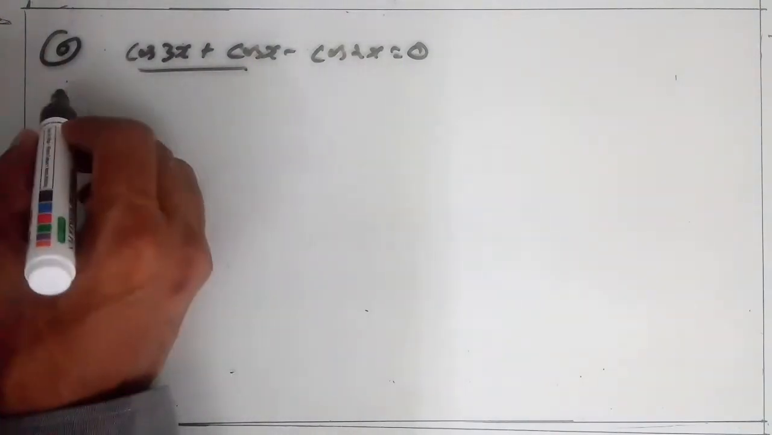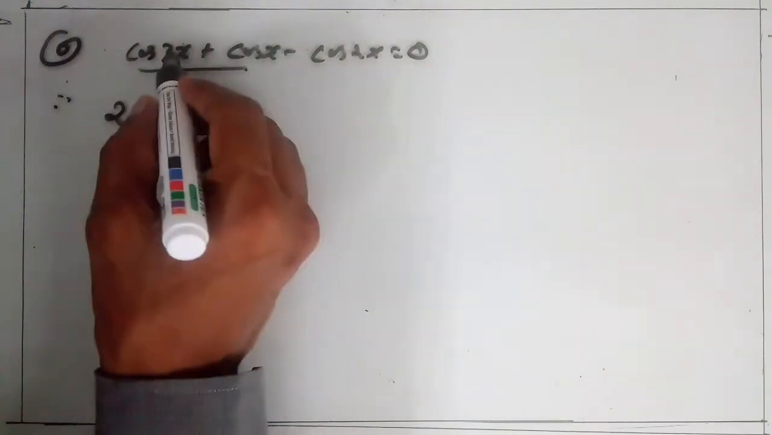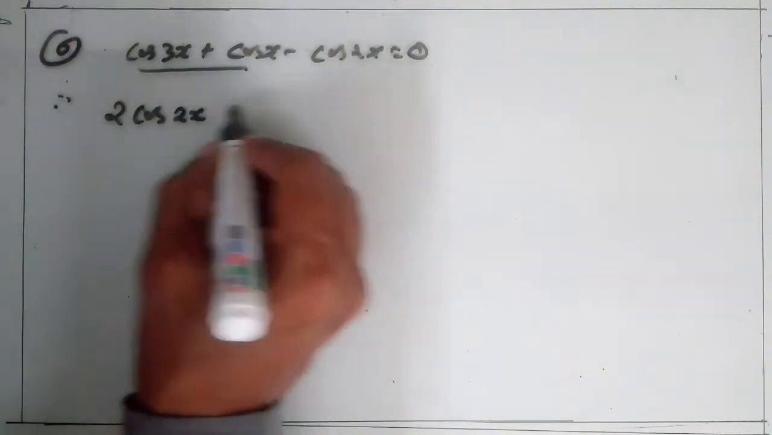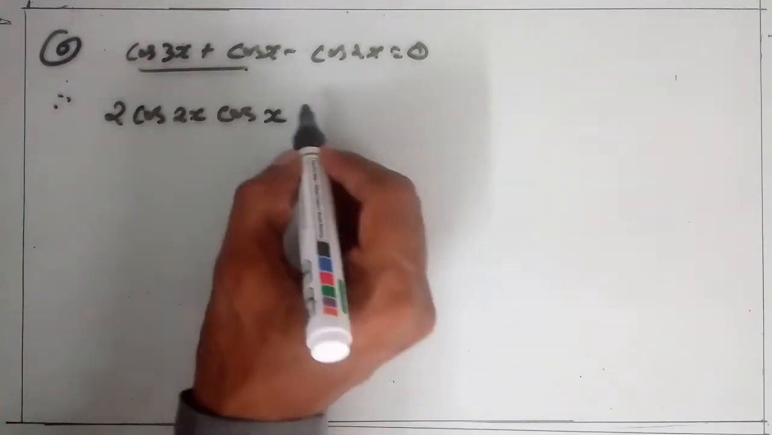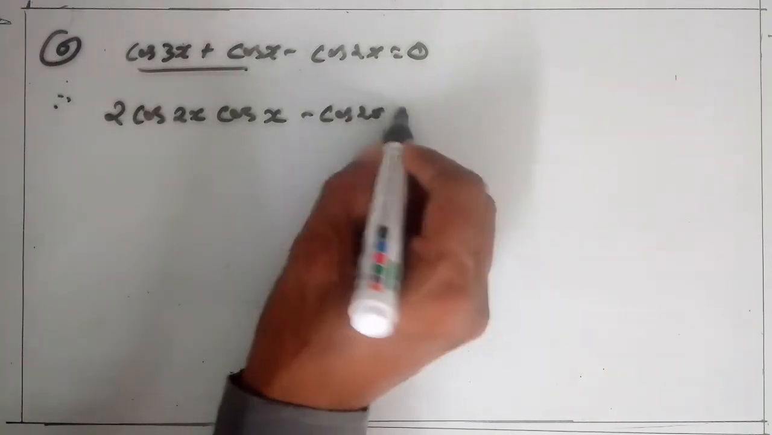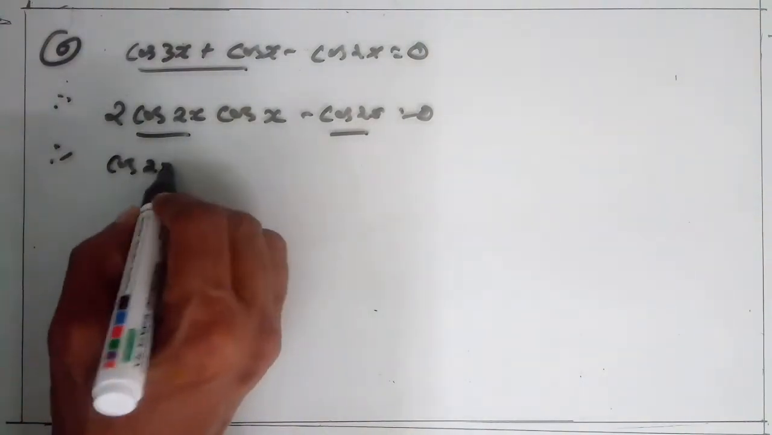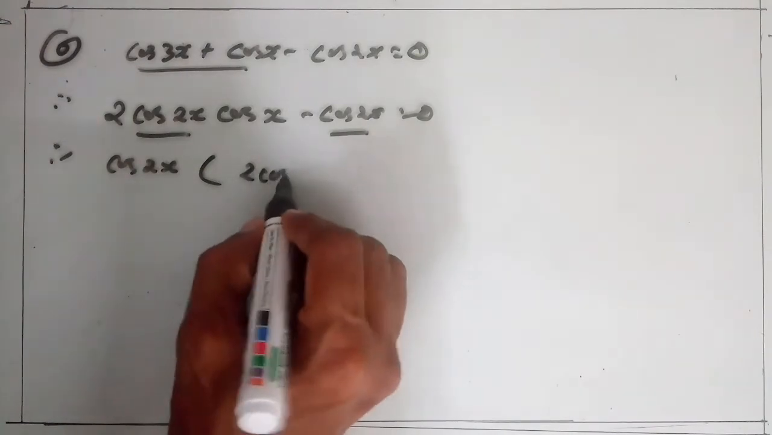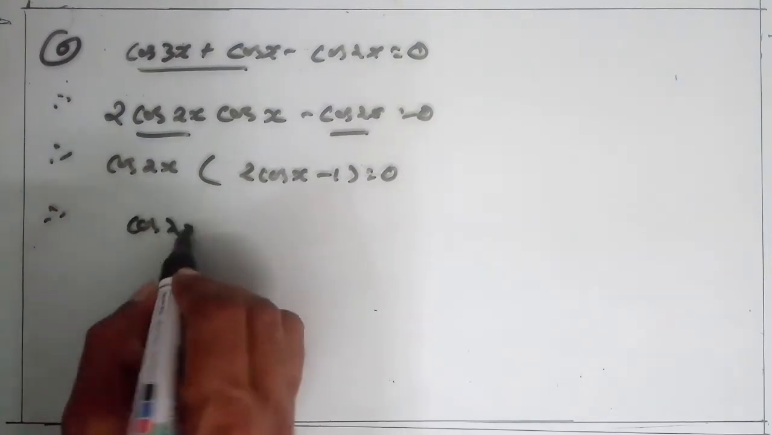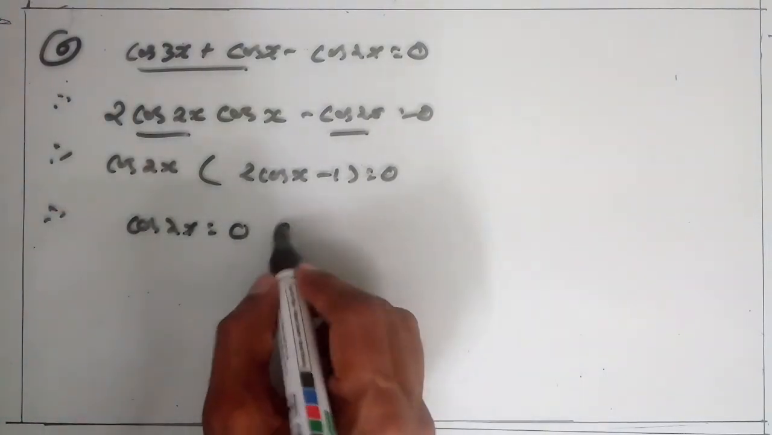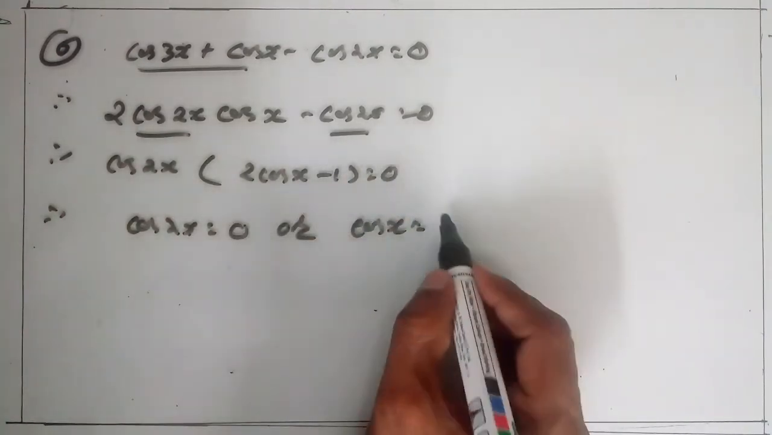So apply cos C plus cos D for the first two terms, we get 2 cos, addition of these two by 2, that is 3x plus x, 4x upon 2, that is 2x, into cos, 3x minus x, 2x upon 2, that is x, minus cos 2x. Clear this? Is equal to 0. So cos 2x take common. Here we get cos 2x into bracket 2 cos x minus 1 is equal to 0. Clear this? Therefore cos 2x is equal to 0, or cos x is equal to 1 by 2, take this side, divide by 2.